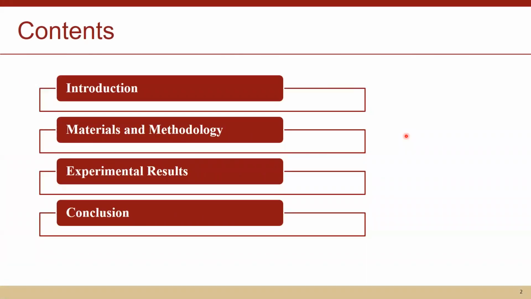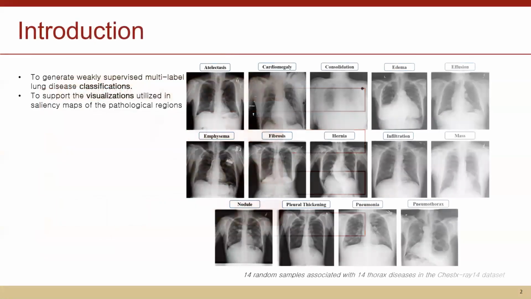My presentation will be divided into four main parts. In the first part, we will briefly go through the introduction to introduce the chest X-ray dataset. Then we will move into the materials and methodologies, which include the deep learning-based approach for the 14-class classification. And then we will move on to the experimental results. In the final part, we will conclude our paper with a short discussion.